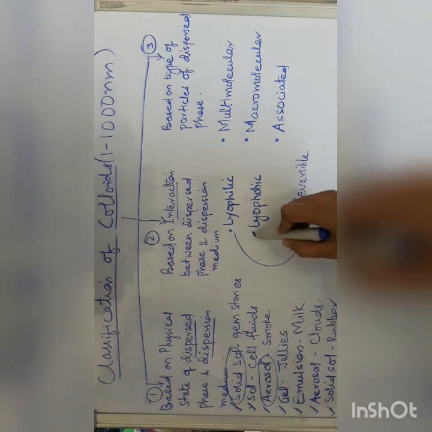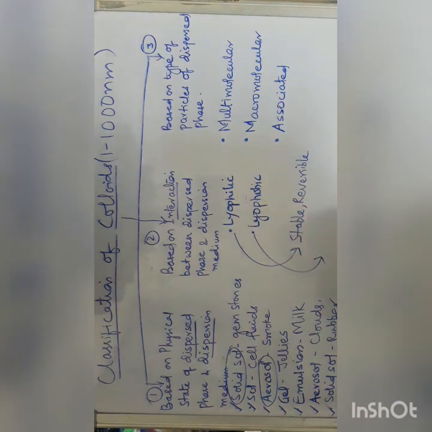Lyophobic colloids, where the particles of dispersed phase do not have affinity for dispersion medium, hence they need a stabilizing agent to be stable, or else they will not be stable. So for making them stable, we add small amount of stabilizing agent, and that keeps the particles of dispersed phase in contact with or bound with the particles of dispersion medium.